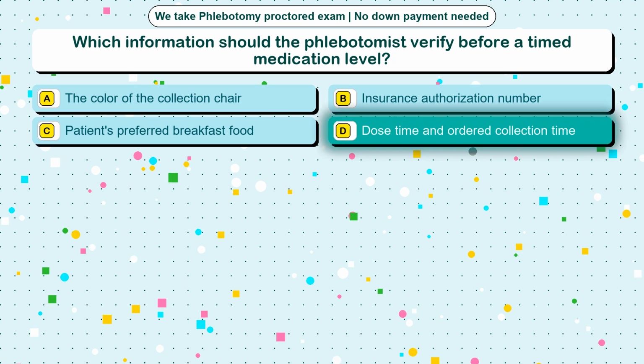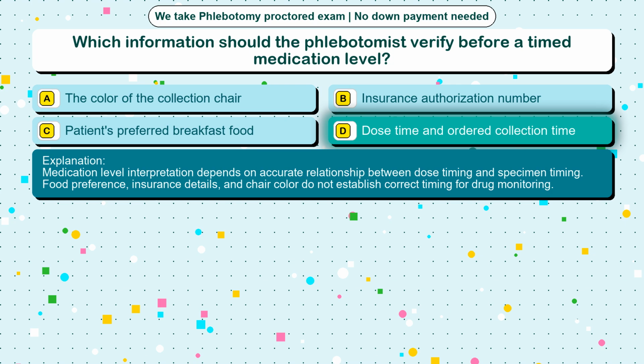The correct answer is option D, dose time and ordered collection time. Medication level interpretation depends on accurate relationship between dose timing and specimen timing. Food preference, insurance details, and chair color do not establish correct timing for drug monitoring.